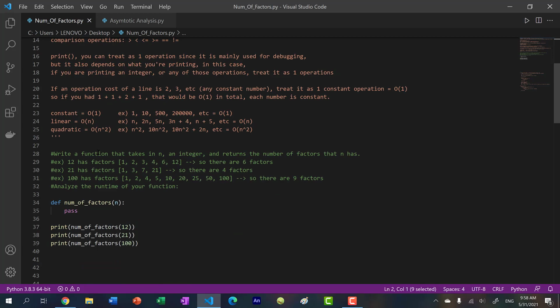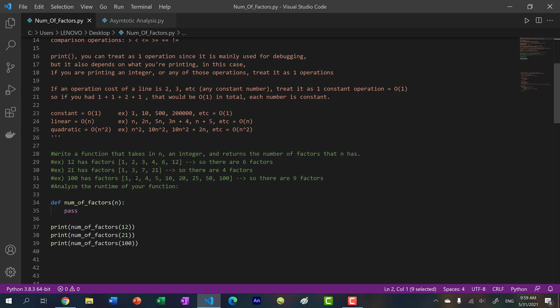So what I want you to do is write a function that takes in n, which is an integer, and returns the number of factors that n has. So if n is 12, the factors are 1, 2, 3, 4, 6, 12. So there are 6 factors, so the function should return 6. If the number is 21, we have 1, 3, 7, 21. So there are 4 factors, so our function should return 4. And if we have 100 for n, we have 9 factors, so our function should return 9.